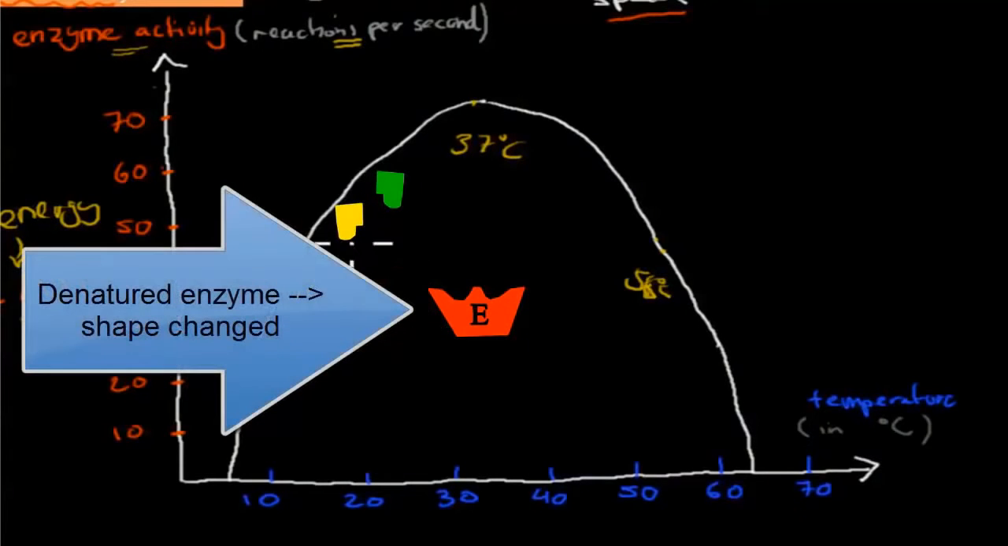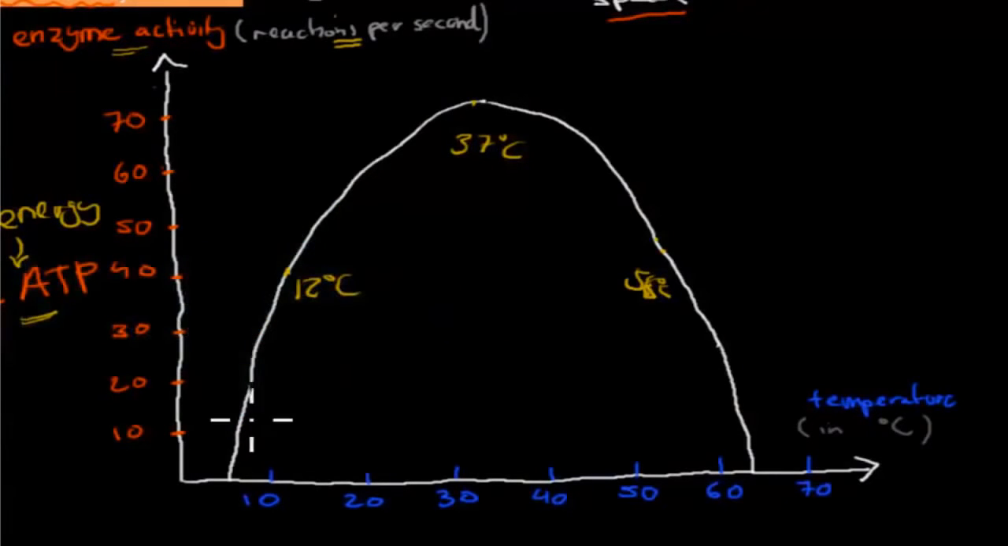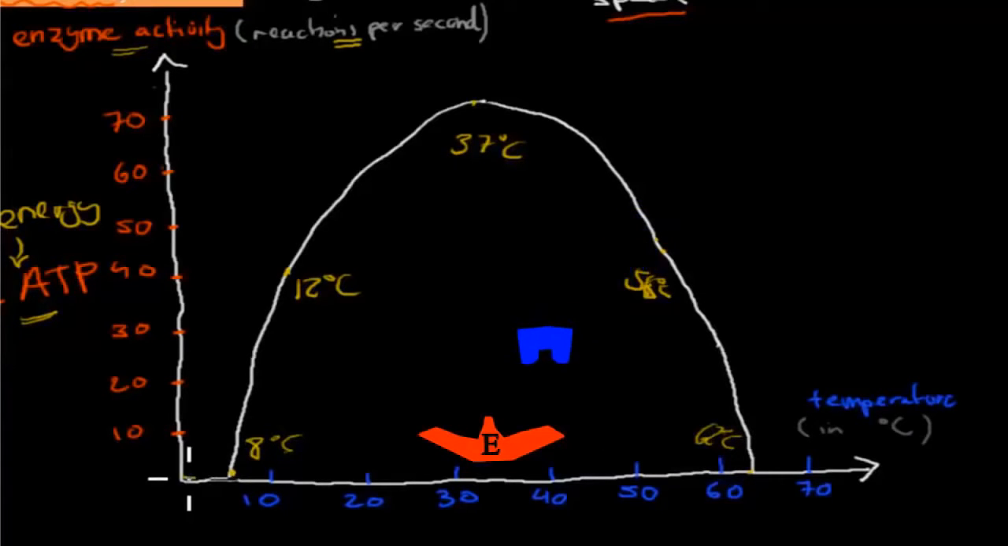That's because the enzyme is denatured and the perfect fit isn't there anymore, as it was when the conditions were optimal. And now when we go even further down, say 8 degrees roughly here and 62 degrees here, you can see the enzyme activity is more or less zero.